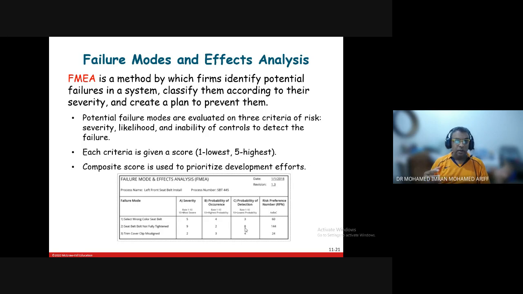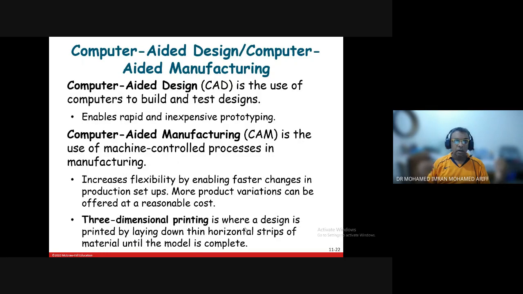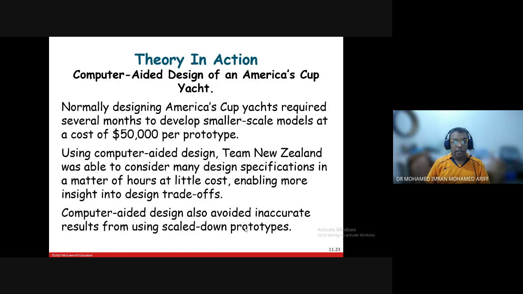This failure modes and effects analysis is normally done by customers, like the lead users. Yang tadi saya explain to lead users, they will do this survey for the companies. And then to design any product, we can also use software like computer-aided manufacturing and computer-aided design. This will increase the quality and reduce the development time.